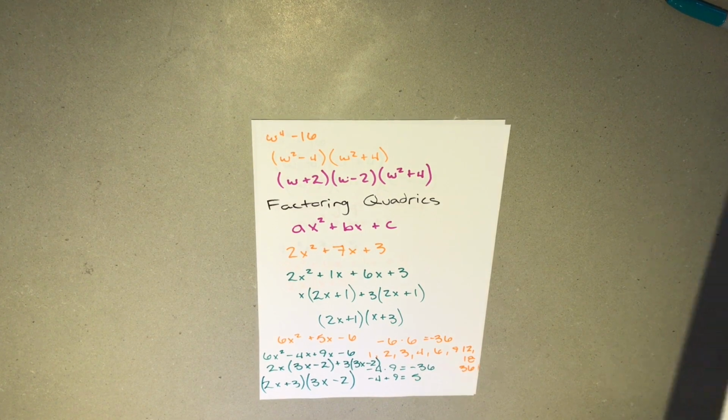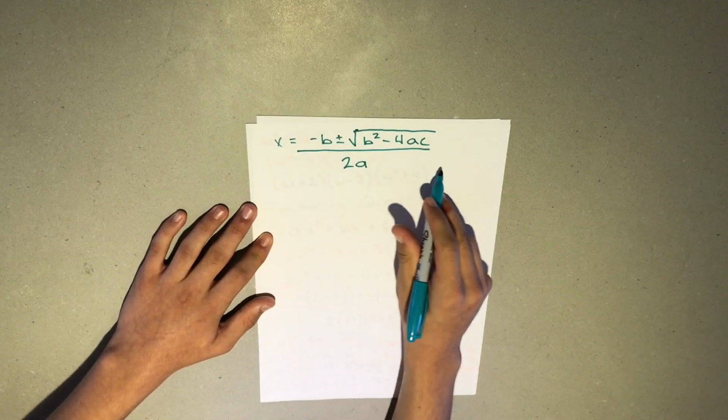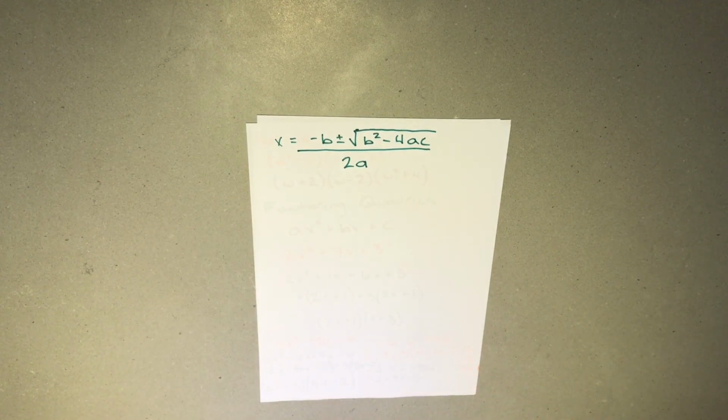When a times c is really large, it can be difficult to find factors. So you can use the quadratic formula. So that's the quadratic formula. Factoring finds the roots of a function, and the quadratic formula also finds the roots of the function. The roots of a function are when the function equals 0.